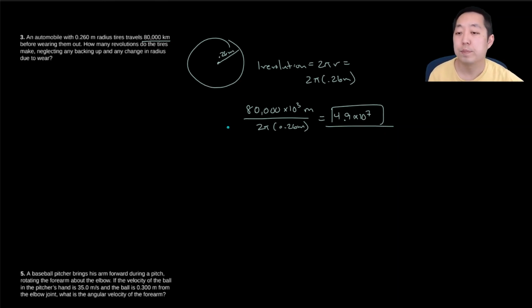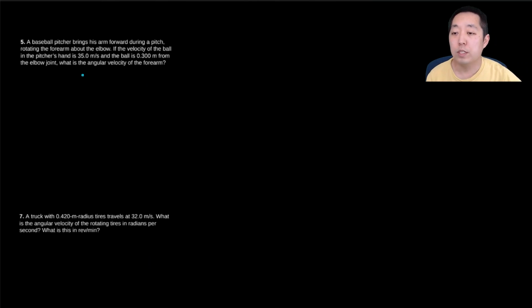Rotations or revolutions. A baseball pitcher brings his arm forward during a pitch, rotating the forearm about the elbow. If the velocity of the ball in the pitcher's hand is 35 meters per second and the ball is 0.3 meters from the elbow joint, what is the angular velocity of the forearm? Okay, so we have this guy's arm here, and the ball is going out at this hand here at 35 meters per second, and this distance here is 0.3 meters, and this is how it's rotating. The question is what is the angular velocity?